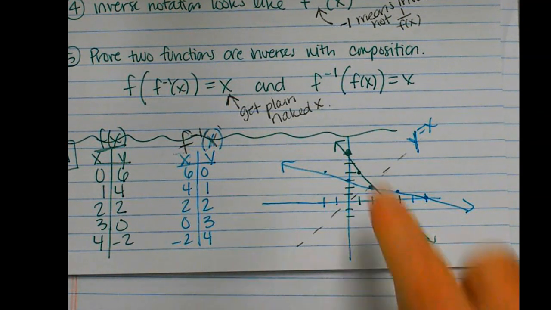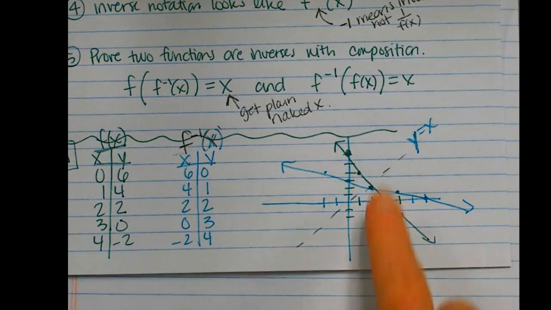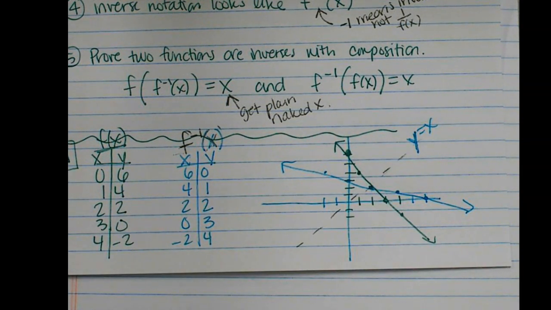Both of these are functions. I could draw a vertical line on the green line or the blue line and I would still have a function. So this works. They are both inverse and they're both functions. So let's see another example.